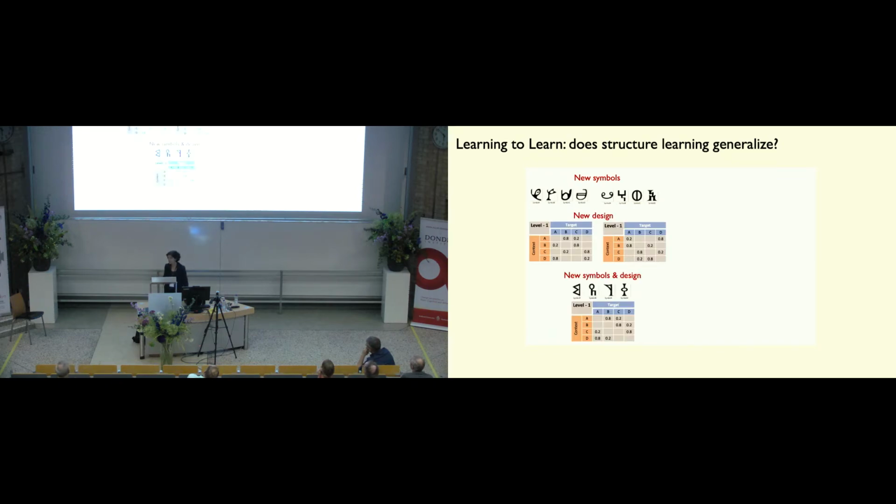Does the learning generalize when we put in a completely different design? Does it generalize when we change both the symbols and the design? And the answer is really that when the participant learns these structures, it doesn't matter what the symbols are, it doesn't matter what the design is, they very quickly identify a new structure and new symbols because they have learned the structure that is imposed in these sequences, and they can make predictions.